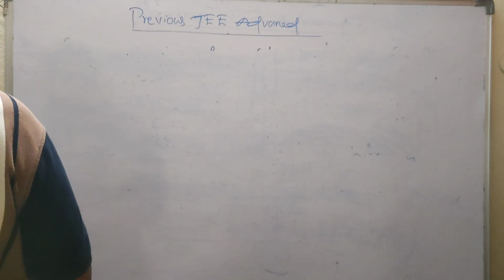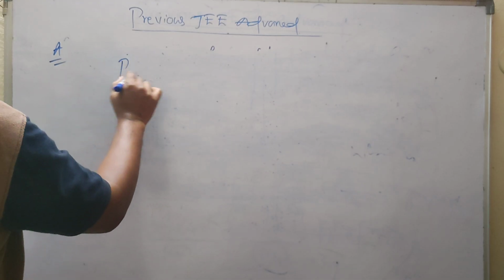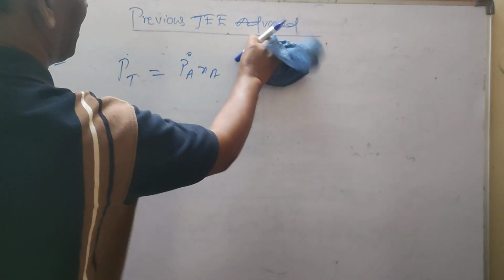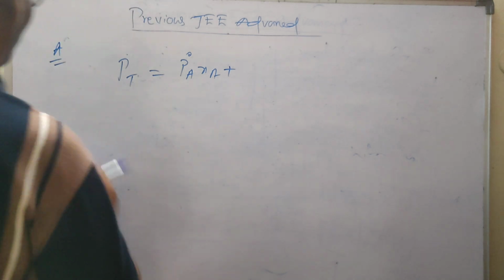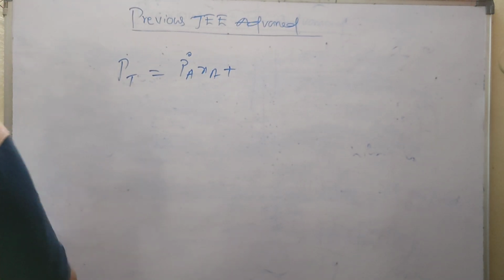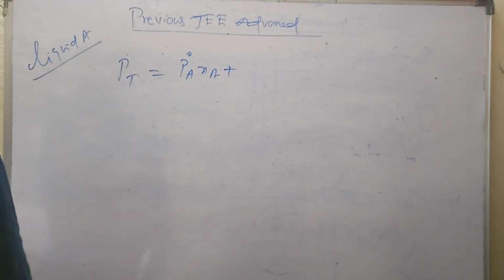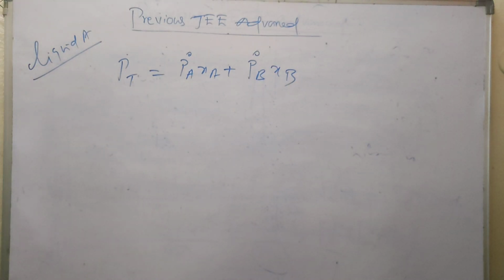PT is equal to, take first, with respect to A and B I am discussing here. If suppose I am taking A, PT is equal to P naught A XA, we write like this. Otherwise liquid A, liquid B you take. PT is equal to P naught A XA plus P naught B XB, like this I am taking. This is Raoult's law.